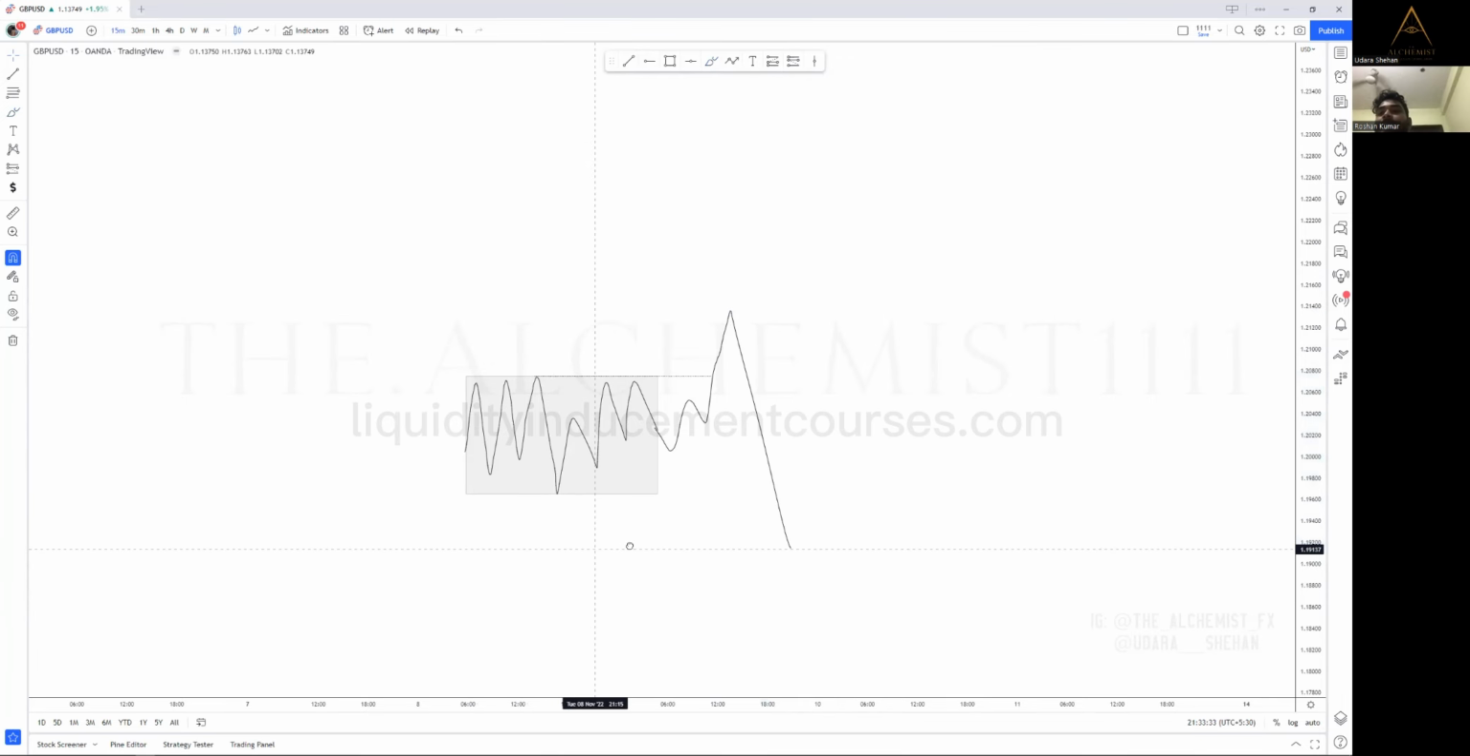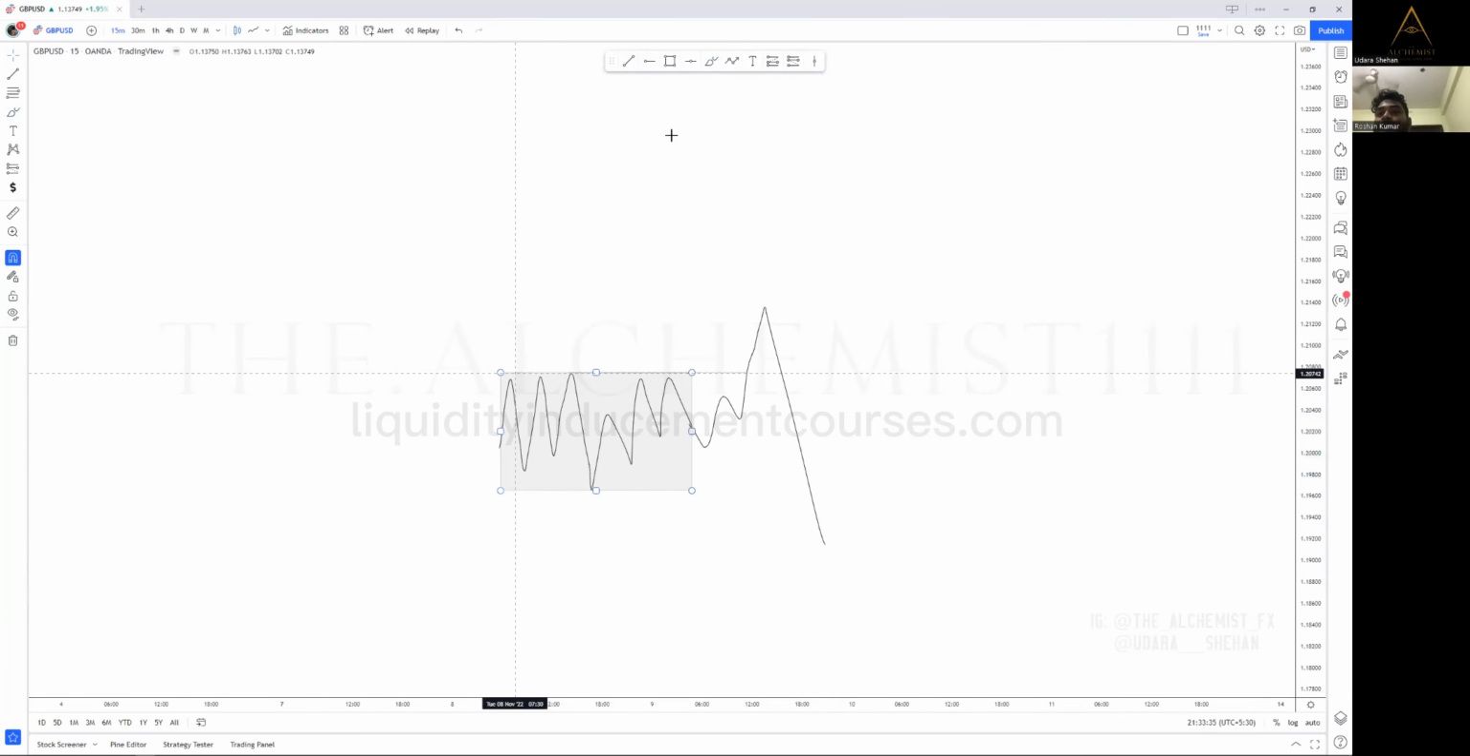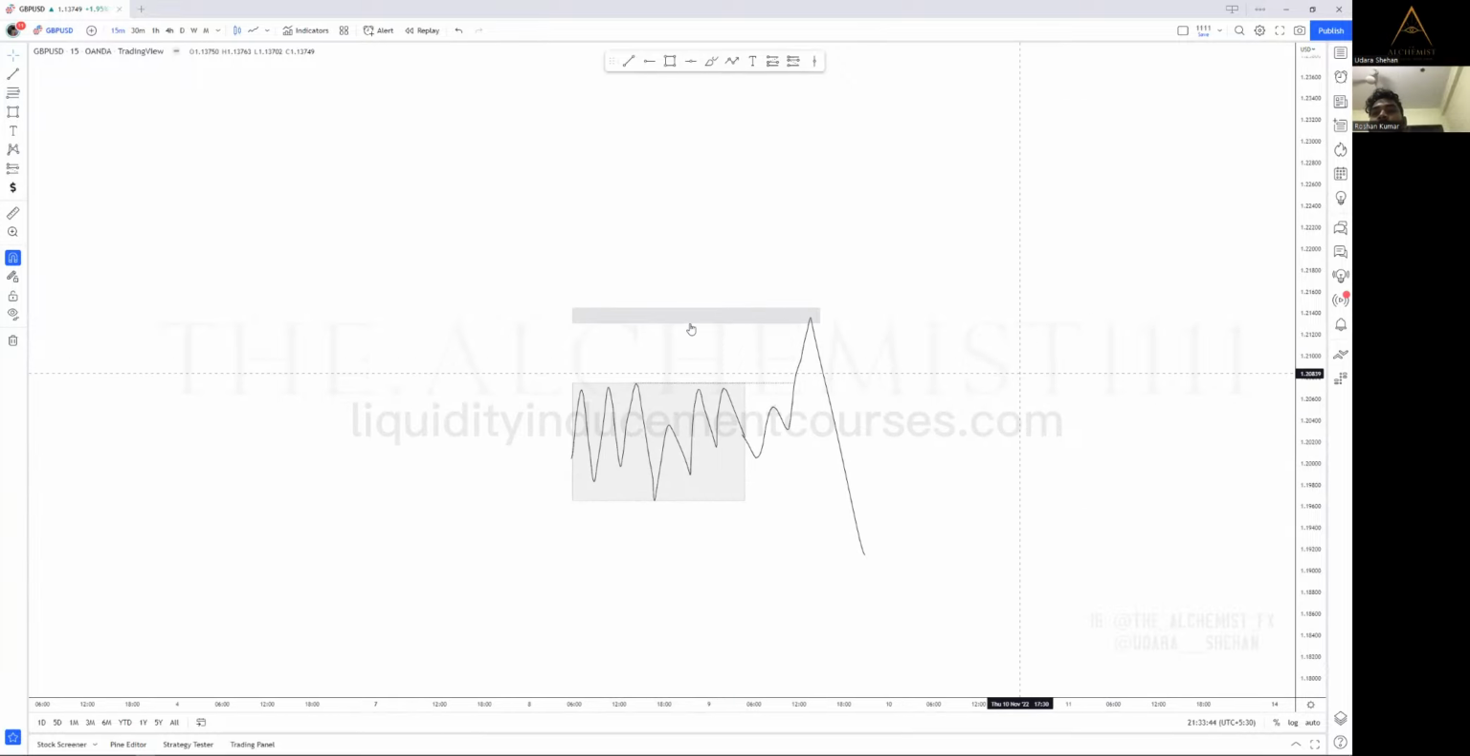Okay, so what we do is above the Asian high, we look for a higher time frame point of interest where the London Kill Zone or London could get into. Because what makes this a high quality point of interest is the Asian high's liquidity.